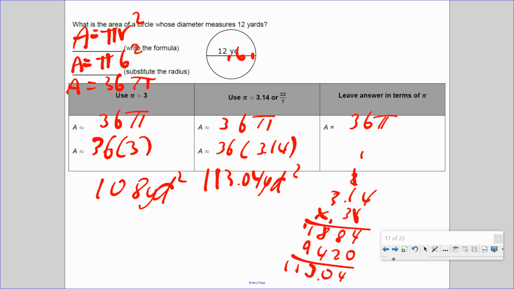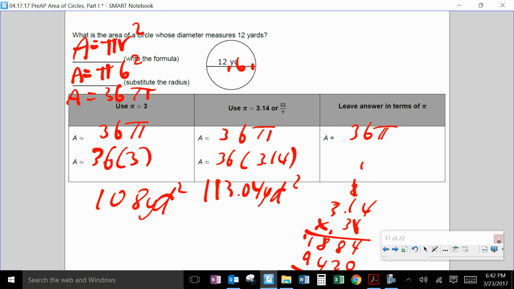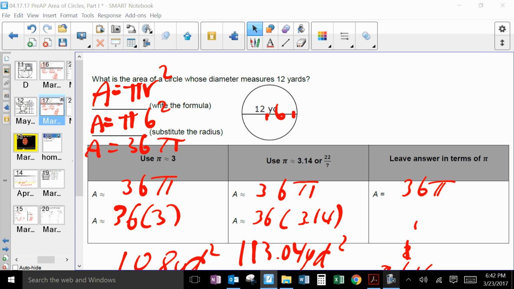So what we just did is we practiced the area of a circle. Again, the formula is area equals pi radius squared, or area equals pi times radius times radius, because a little more than 3 radius squares fit in a circle. That's where the formula comes from. One reason, one way. All right.